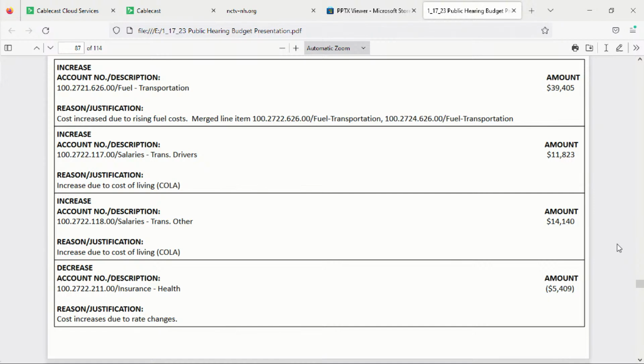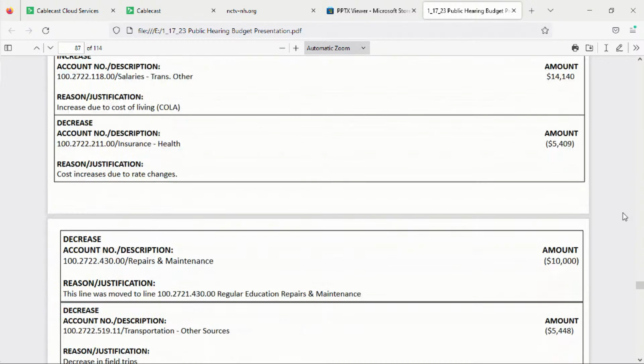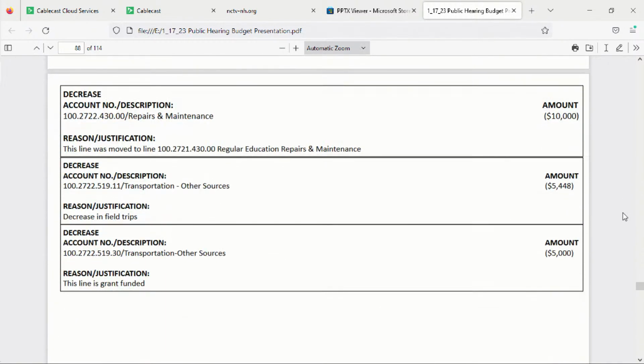We had a decrease of $5,409 for our insurance health. That's due to the rate changes. We had a decrease in our repairs and maintenance of $10,000. That's what I explained to you before, where we had multiple lines. It's too hard to manage, so we consolidated that. We had a decrease of $5,448 in transportation and other sources. That was due to a decrease of field trips. We also had a decrease of $5,000 in transportation and other sources. A lot of that is grant funded.